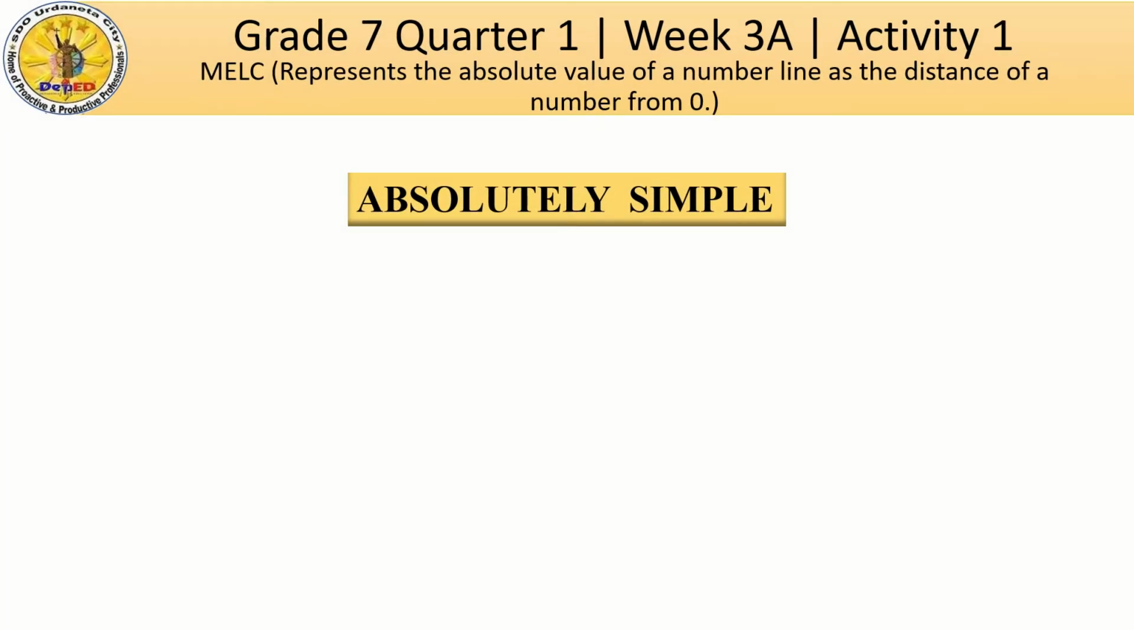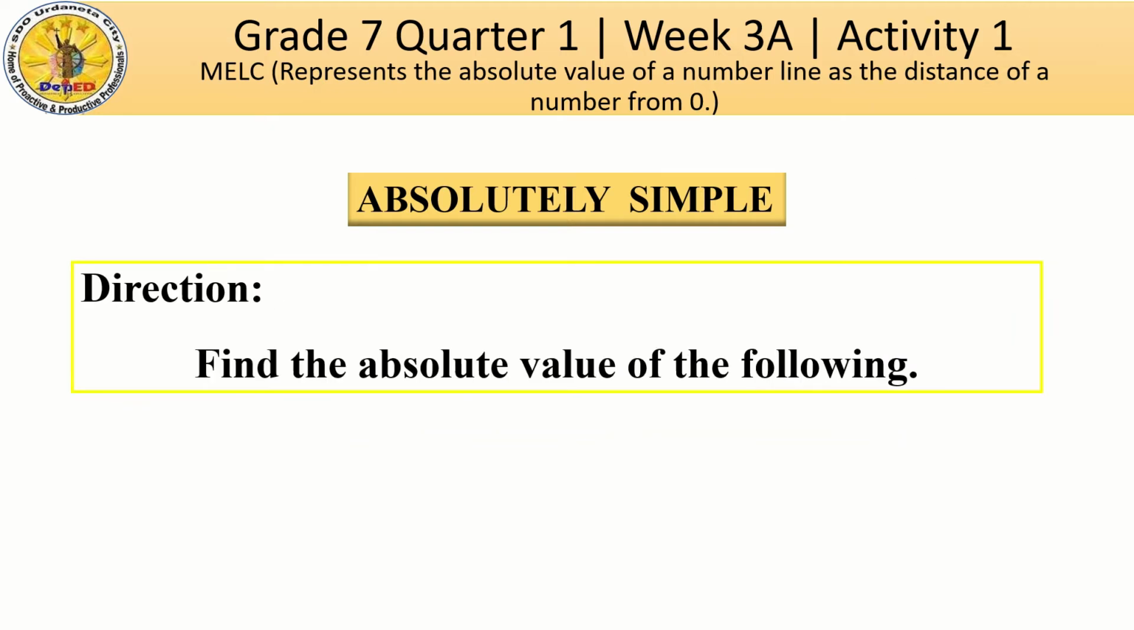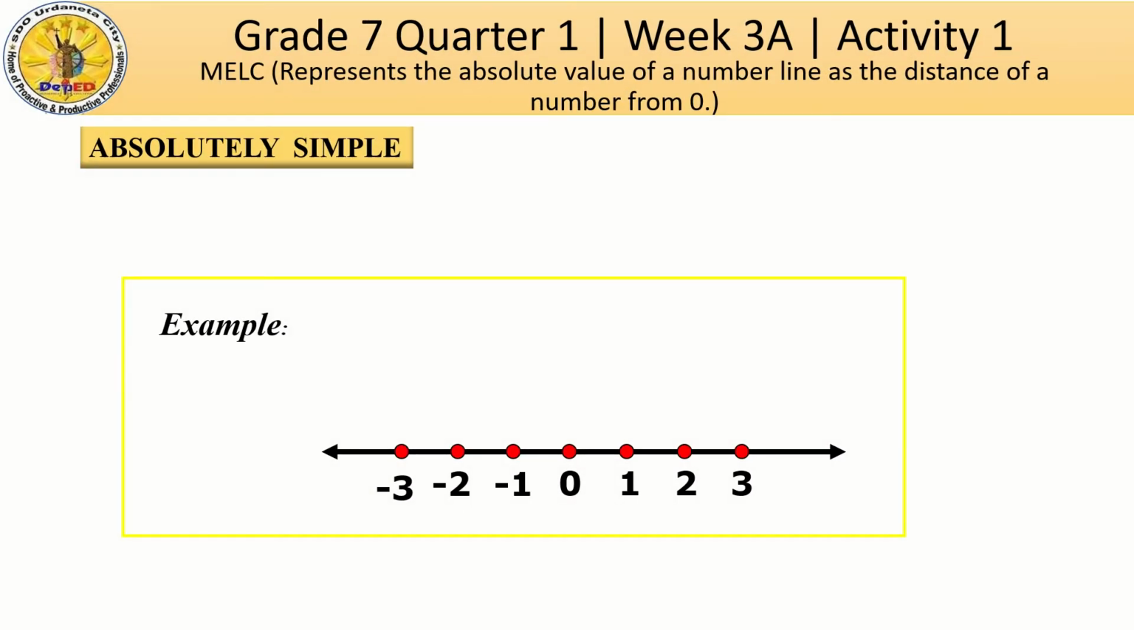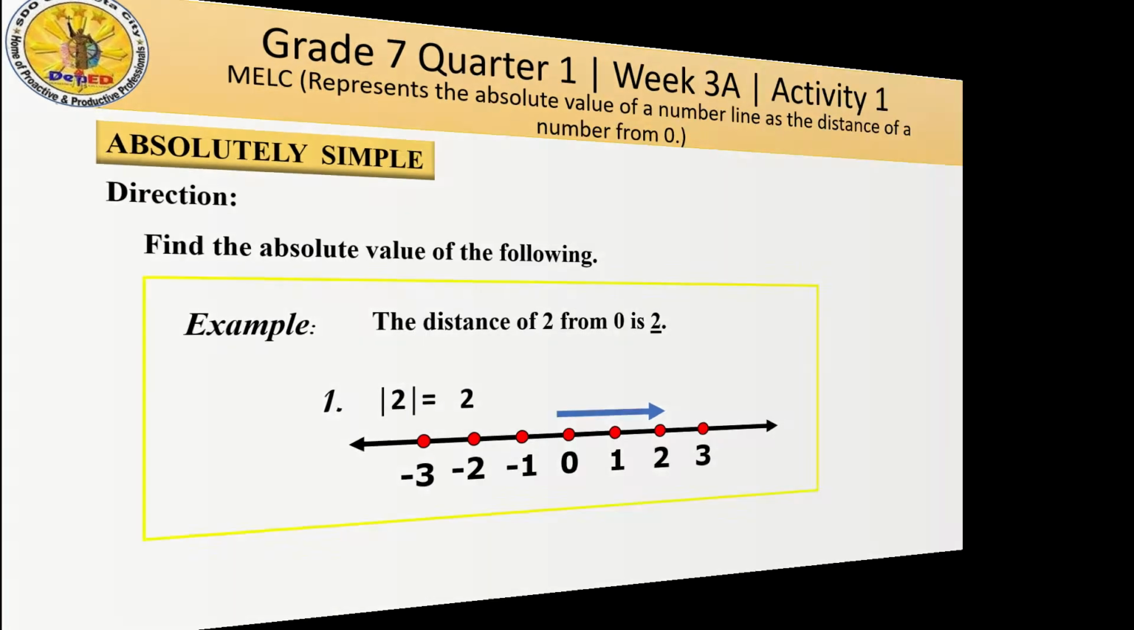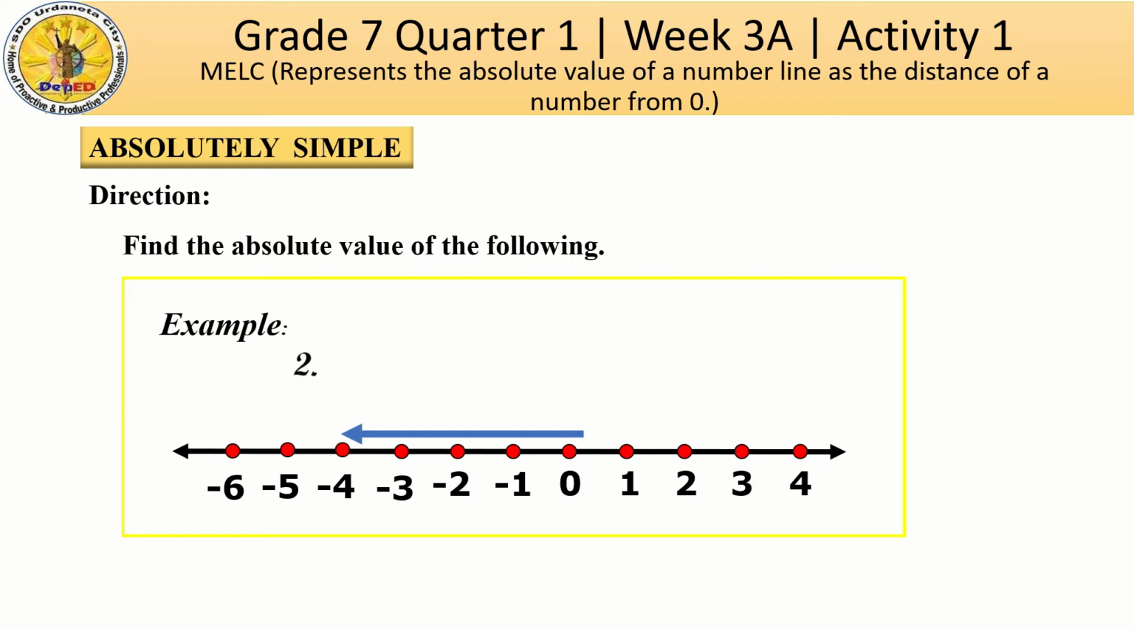So let's proceed to activity 1, which is entitled Absolutely Simple, with the direction: find the absolute value of the following. Let's proceed to the first example. Example number 1. The absolute value of 2. So the distance of 2 from 0 is 2 units. Another example. Absolute value of negative 4. The distance of negative 4 from 0 is 4 units.